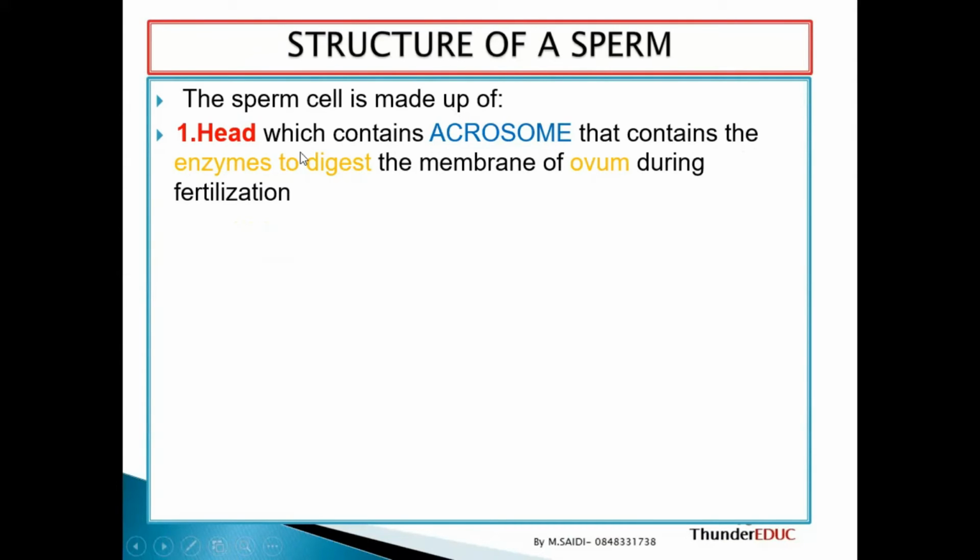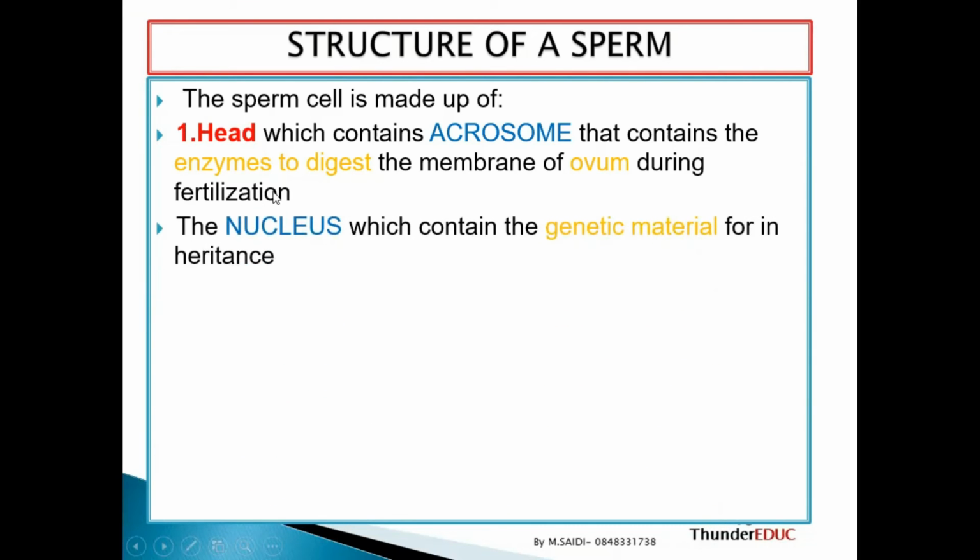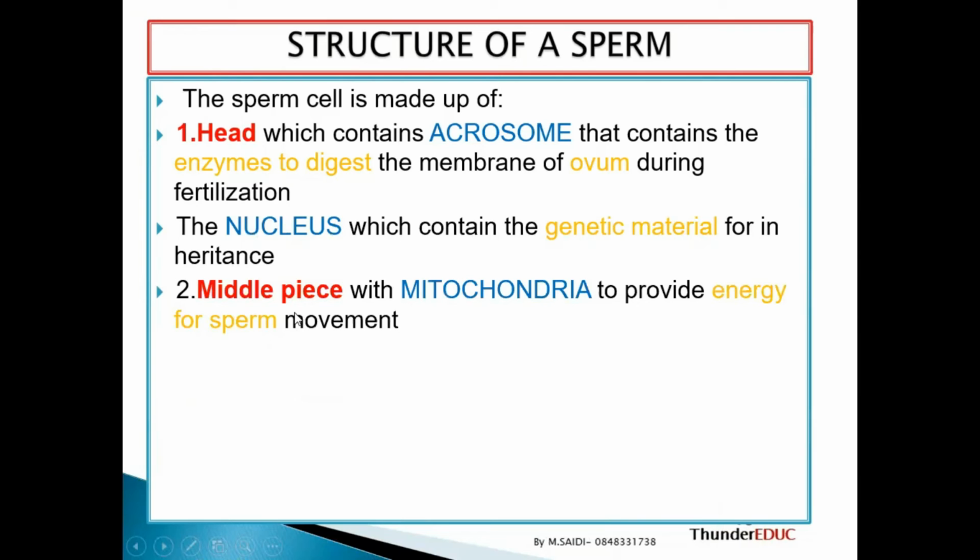What's the function of the acrosome? It contains enzymes. What's the function of the enzymes? To digest the membrane of the ovum during fertilization. So it's like the teeth on the human, which break down whatever you want to eat. It has the nucleus which contains the genetic material for inheritance. Whenever you talk about the nucleus, you are talking about the genetic material. Then it has a middle piece. The middle piece has mitochondria, the powerhouse, to provide the energy.